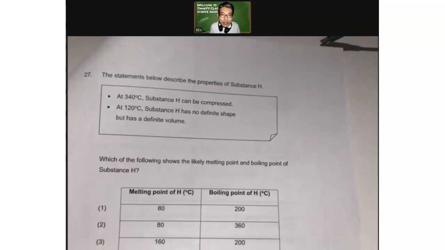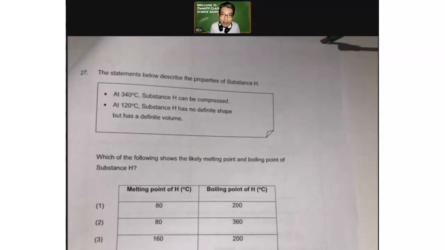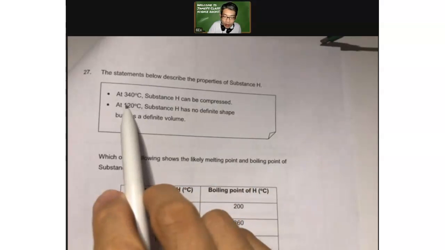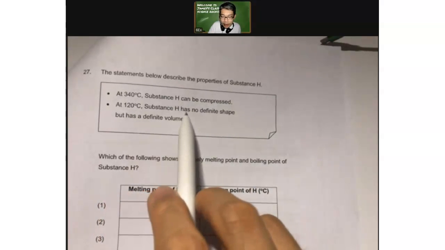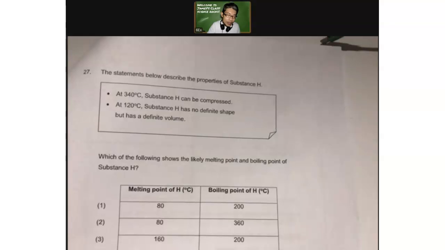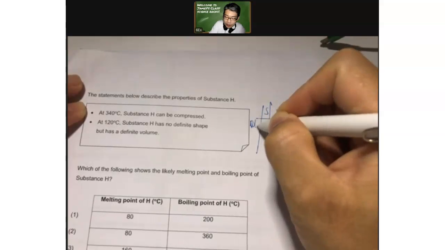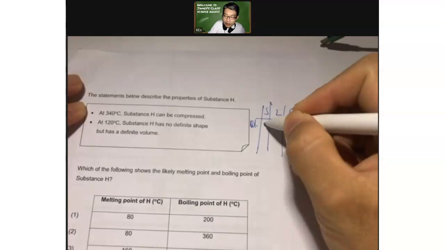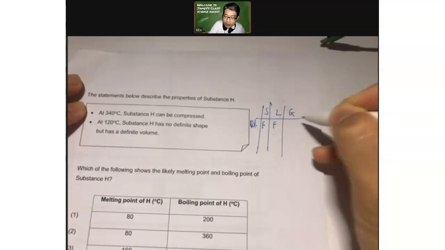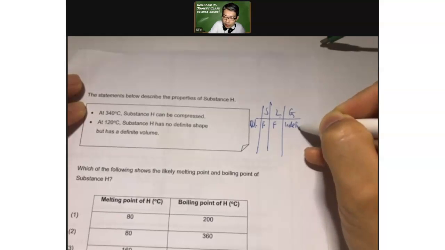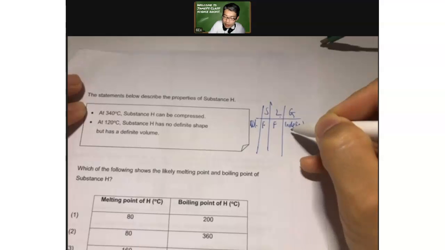The statement below shows the properties of substance H. At 340 degrees Celsius, H can be compressed. At 120 degrees Celsius, H has no definite shape. Now we talk about properties of materials, right? Solid, liquid, and gas. So we're talking about the volume. Solid has a fixed volume. Liquid has a fixed volume. But gas has an indefinite volume. That means that the volume can change because you can compress it.